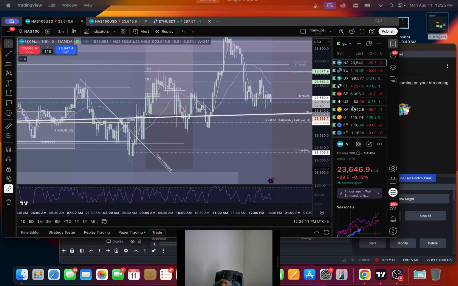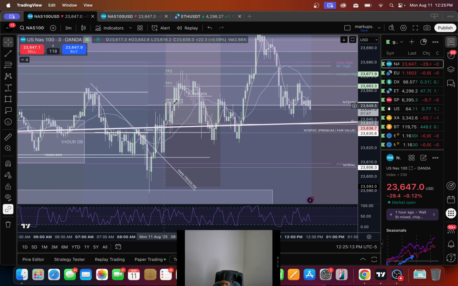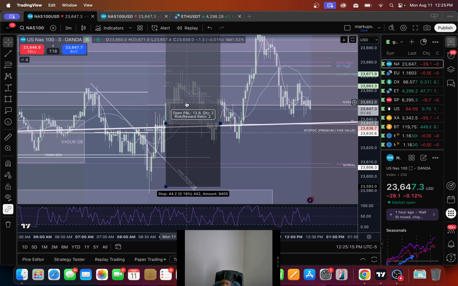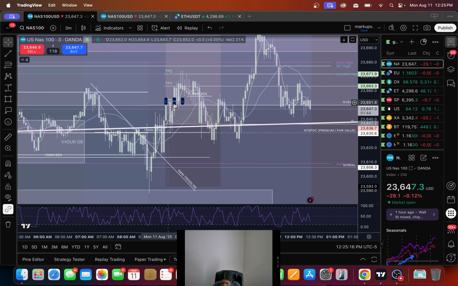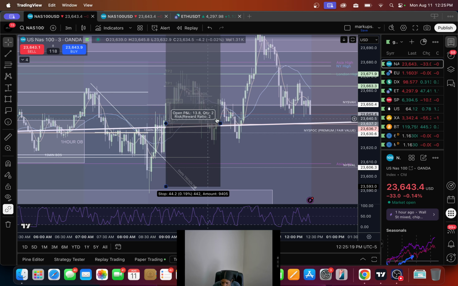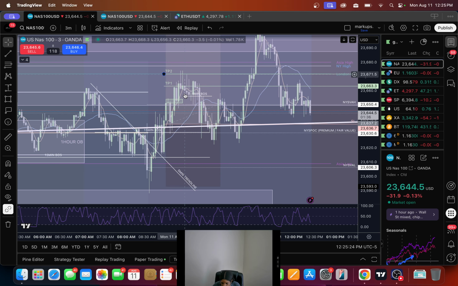Make sure that we're still good over here. And so I did mark up this little zone here. This was on the 1 minute, and this is actually what kept me in the trade, trying to hit that take profit 2 after it had already hit take profit 1.